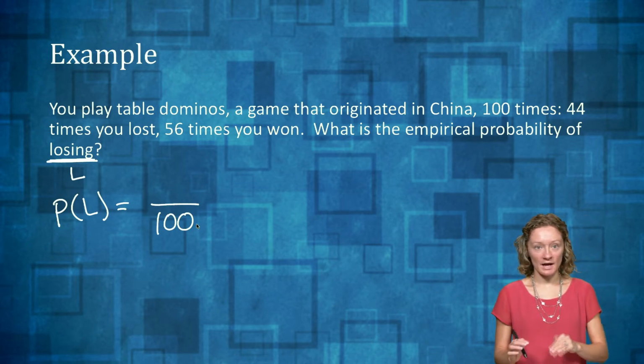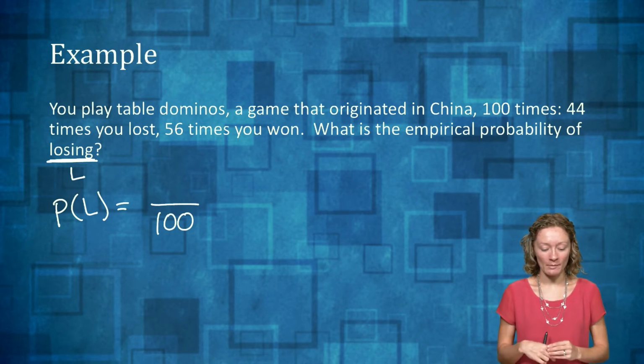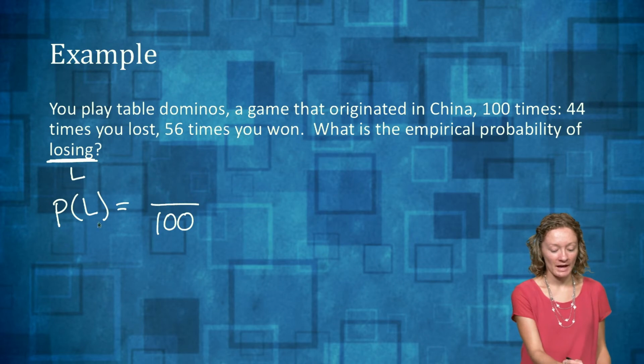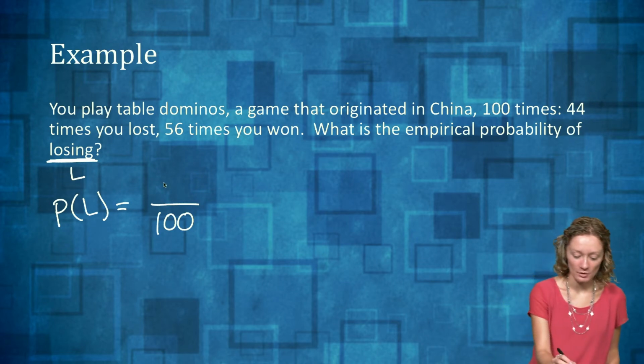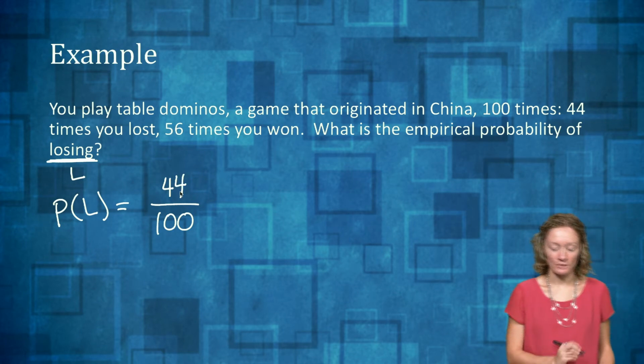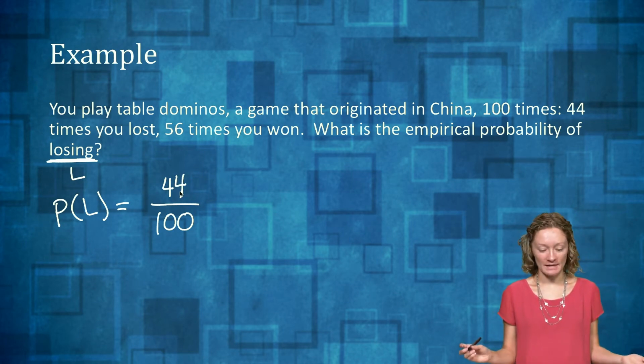Of those 100 times, get the numerator. How many times did the thing we're looking at, which is losing, happen? 44 times you lost. 44 over 100. That's it.